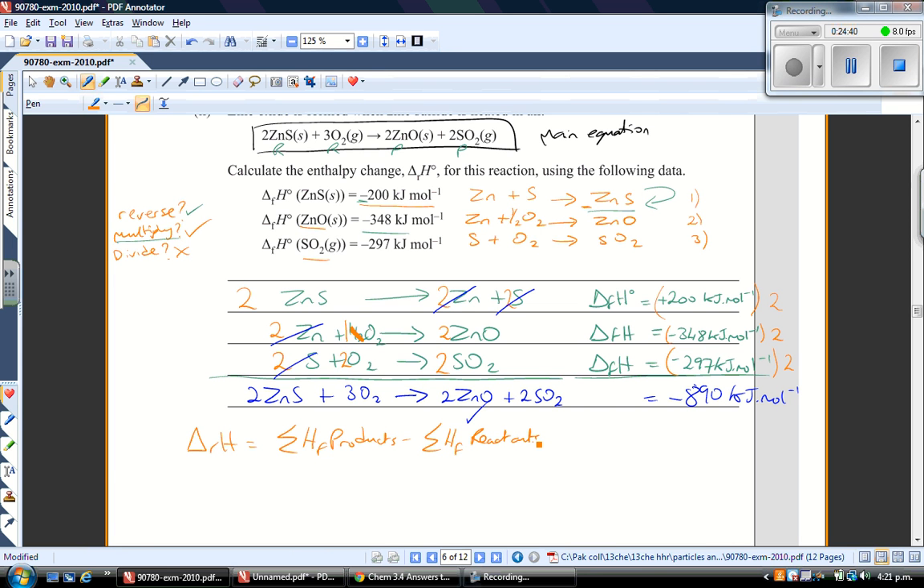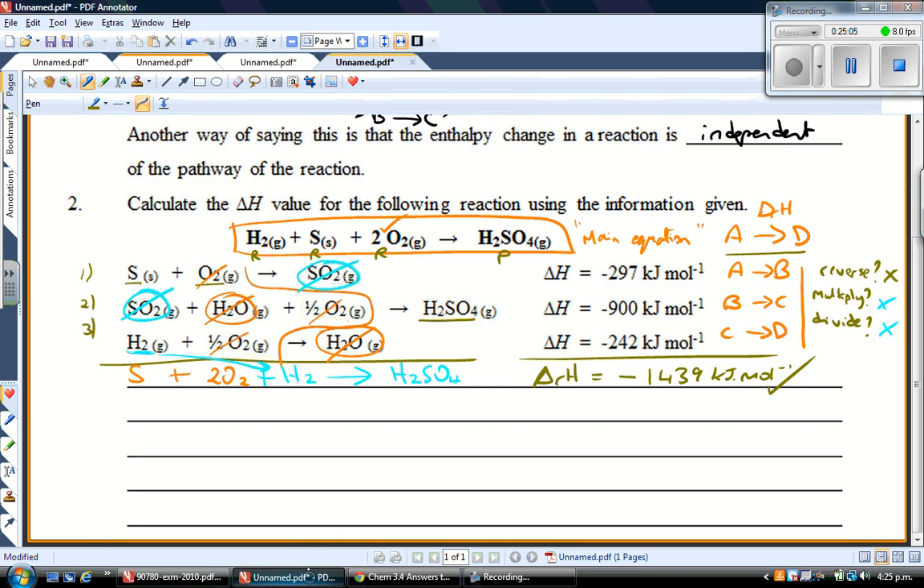So this process doesn't involve any manipulation of equations. All you need to do is identify the products in the main equation and then the reactants in the main equation, and look at the enthalpy for the formation of each of them and add them up and subtract them from each other. So in order to use this formula here, we're going to just take a look back to our previous question that we did. So we go back here.